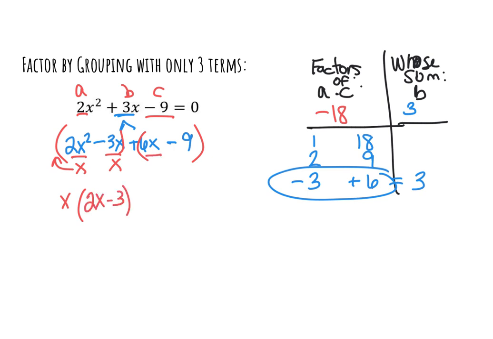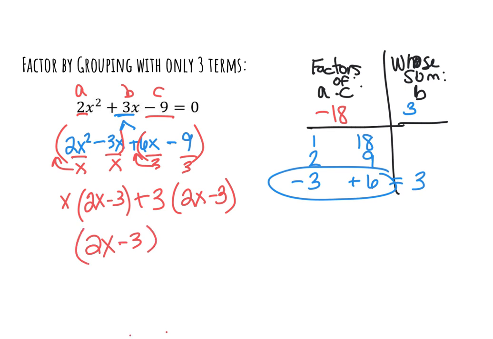On the second one, I can factor out a 3. So I'm going to pull that out and put that in front with the plus sign. And now I have 2x minus 3. Great. I have common factors. That makes me feel good because it lets me know that it is factorable and I did it correctly. 2x minus 3 is one of my factors, and my coefficients create my other factor.